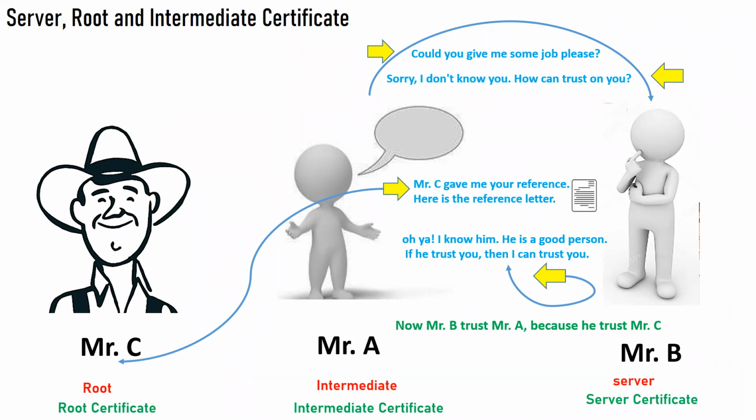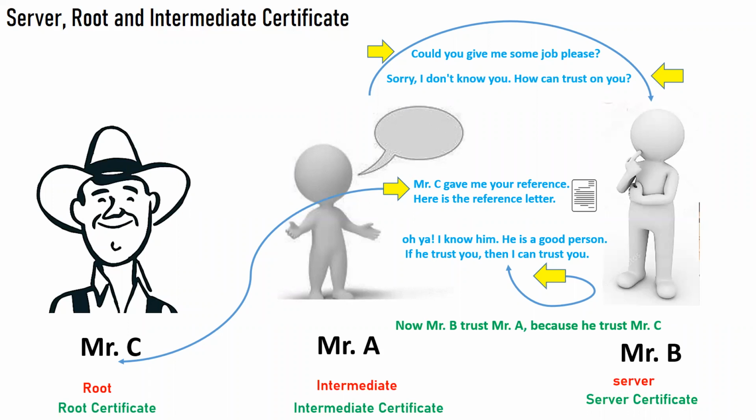I'm saying server because Mr. B is the owner of an organization, okay, who's in the business, and can provide the job to Mr. A. Mr. A reaches Mr. B, but Mr. B doesn't know Mr. C, and Mr. A is giving the reference of Mr. C. So in that case, the top entity, Mr. C, acts as a root, and Mr. A will act as an intermediate, and Mr. B will act as a server, right? So there are three kinds of entities there.